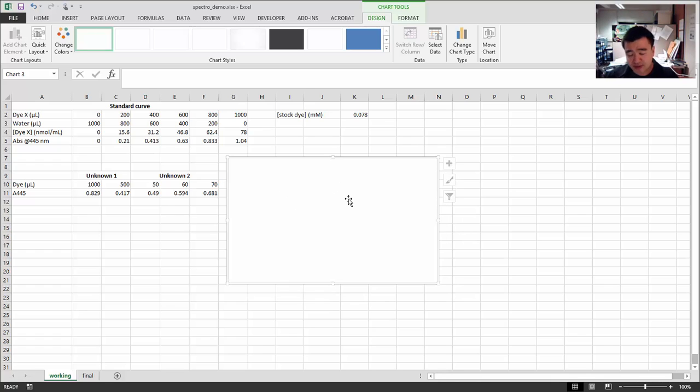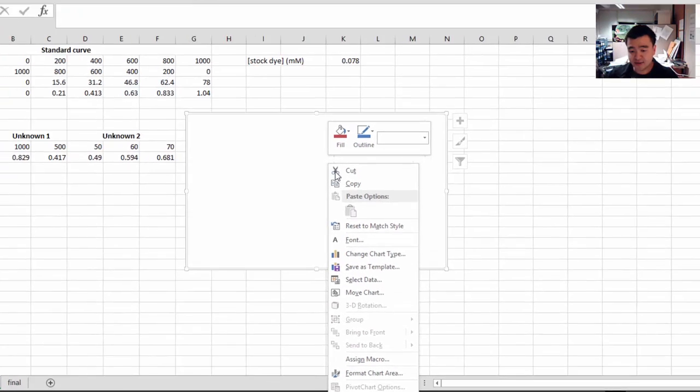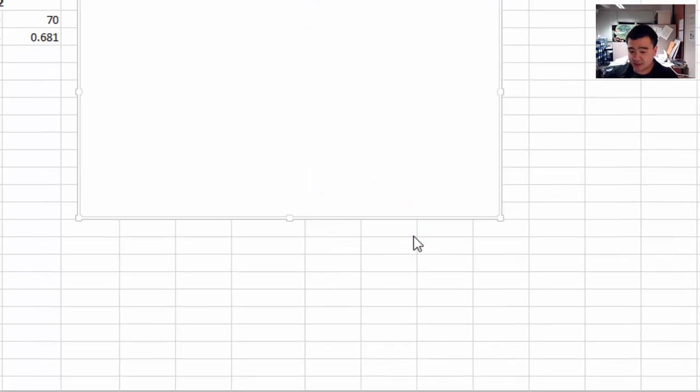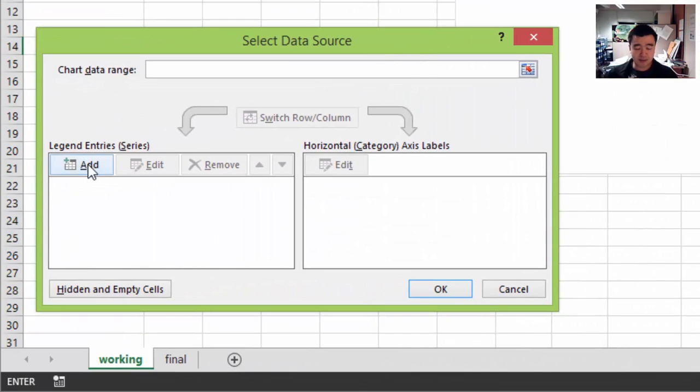Okay, so in order to actually tell Excel what data to plot onto the graph, you can right click on the graph and then choose the select data option. This dialog will open up, allowing you to add a series, which is a set of dots onto your particular graph. So let's come over here and click the add button.